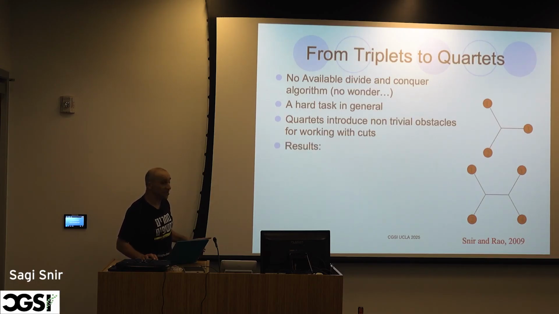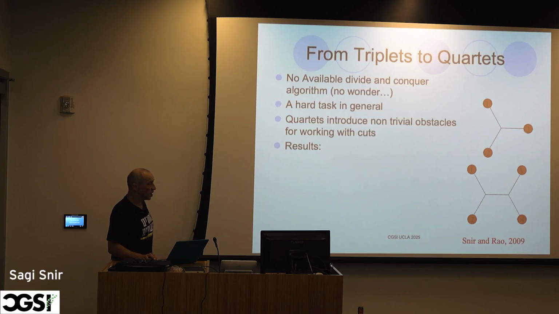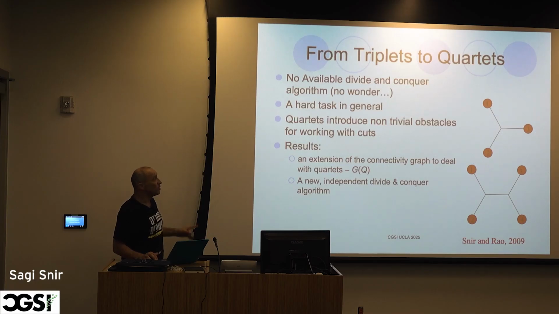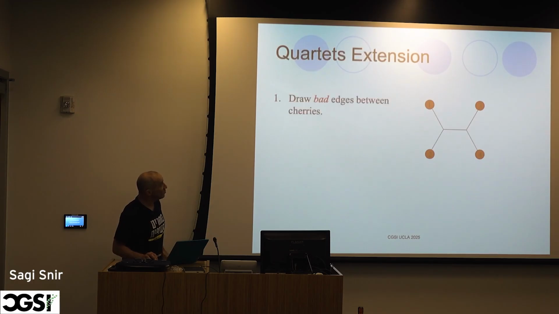Okay? So what are the results that we came up with in 2009? Satish Rao and myself, we extended the connectivity graph to deal with quartets. Again, it will always be NP hard, but we moved it into the graph area, a new independent divide and conquer. We will never solve an NP hard problem, but we can represent it as a divide and conquer heuristic. So what is the extension?